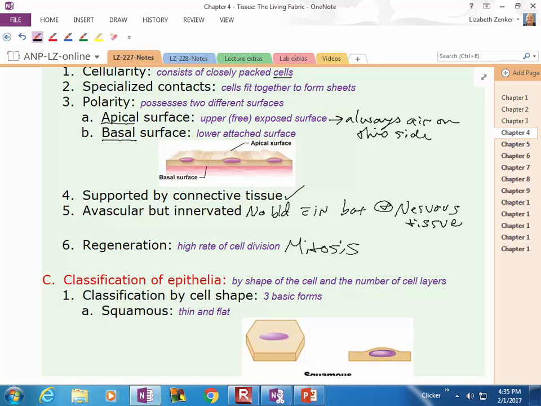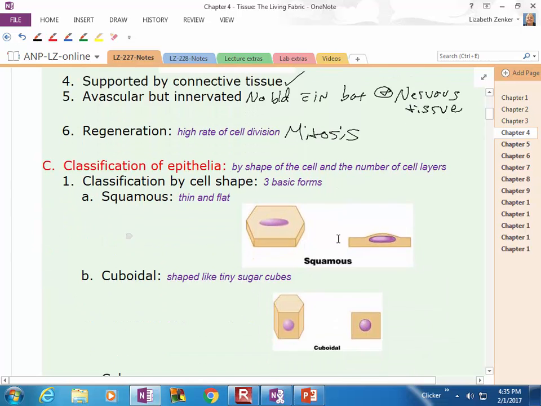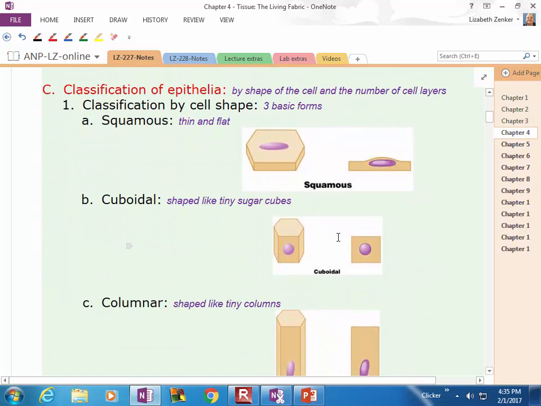So let's look at classification of epithelia. This should be a good review for you guys. The classification is by shape of the cell and the number of cell layers. So squamous, in Greek, it meant Latin for scale, so scale-like. Scales on a fish, thin, that type of thing. So there are the three basic forms: squamous, cuboidal, or columnar.